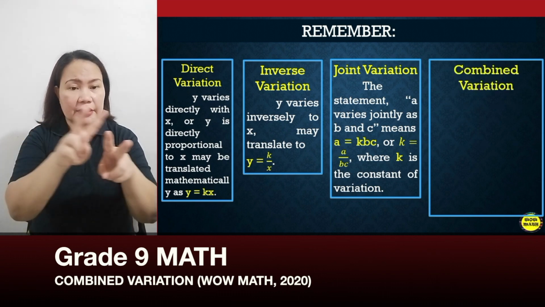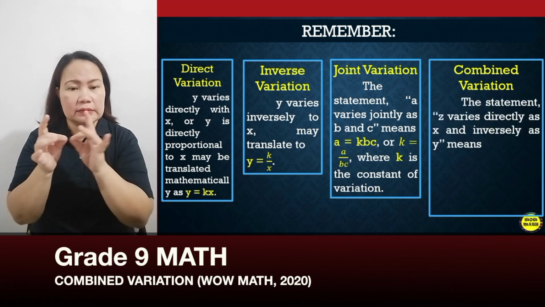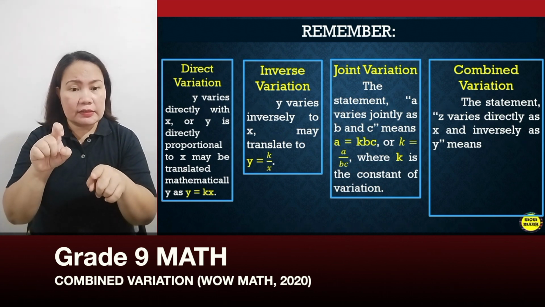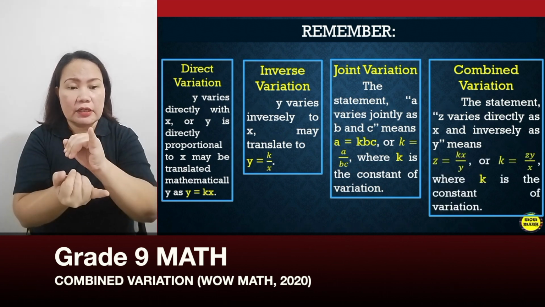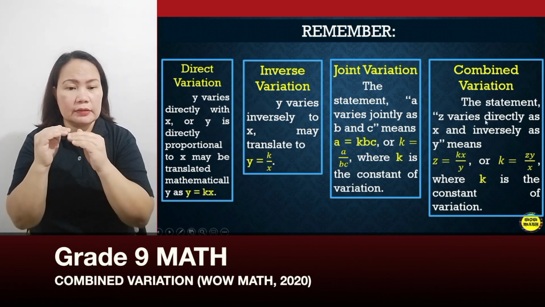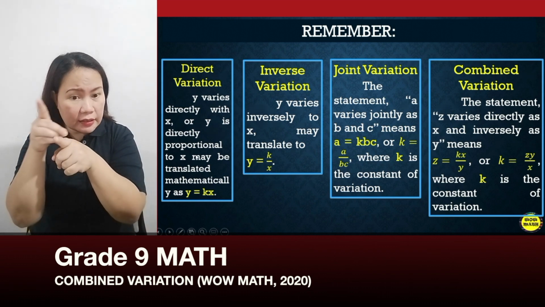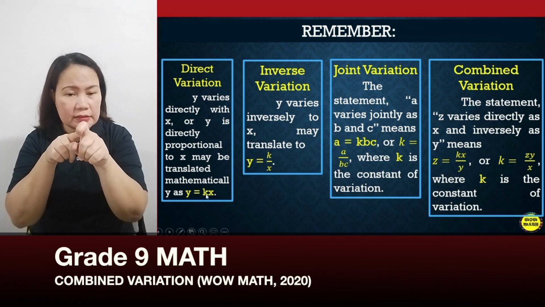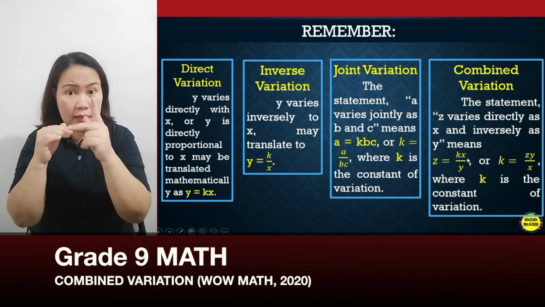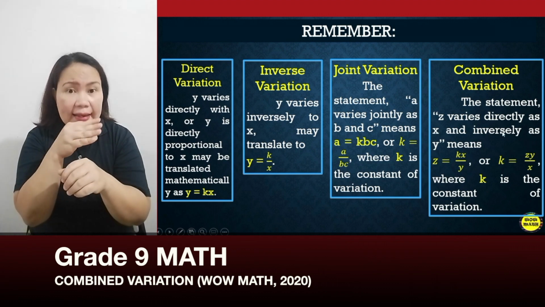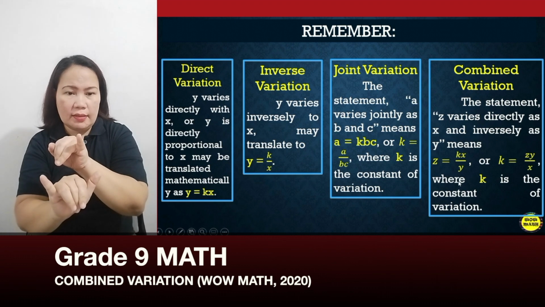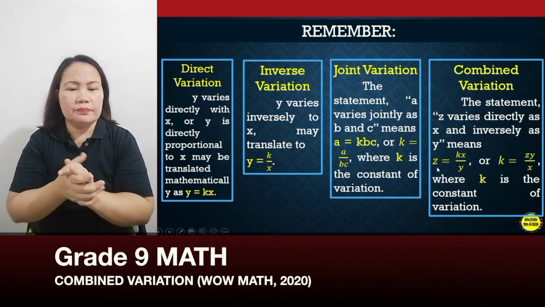In combined variation, the statement Z varies directly as X and inversely as Y means that Z is equal to KX over Y. Look carefully. Z varies directly as X. If we go back to direct variation, how do we translate it? That is Z is equal to KX, and inversely as Y. So Y is at the bottom because it is inversely as Y.